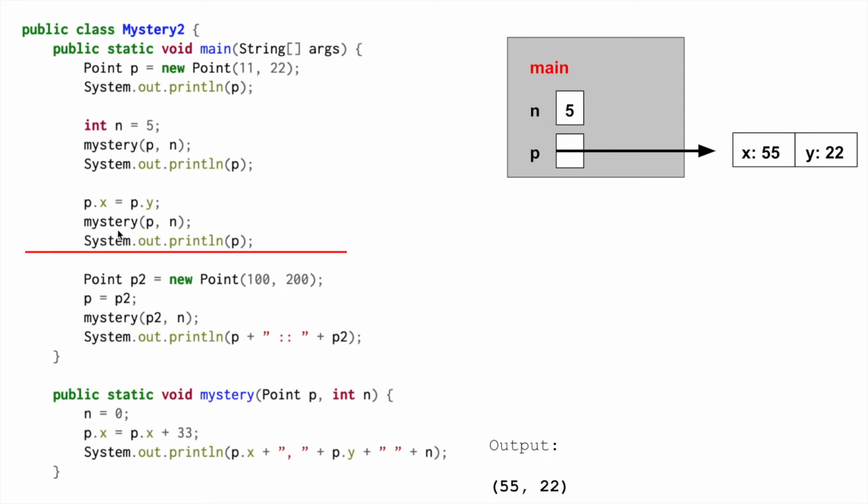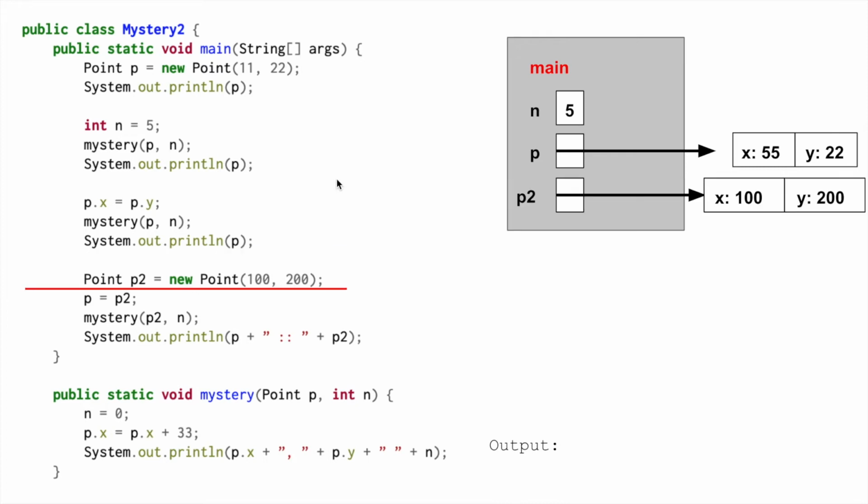We're going to pop back out because we just finished that. And then in this next line of main, we're going to print out p. Same thing as before, main's going to look at its variable p, see where this reference variable points to, and then call this pointed to object's toString, which will give us 55 and 22.